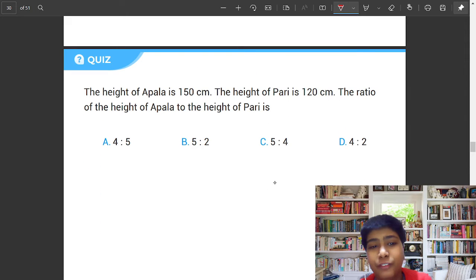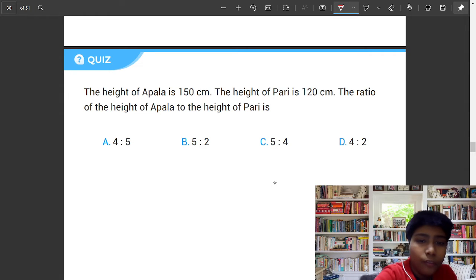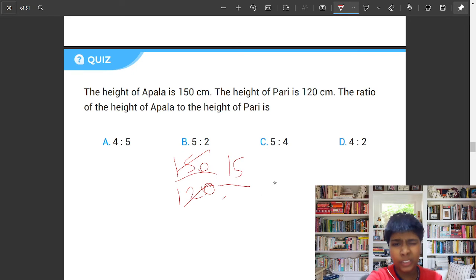Height of Opala is 150 centimeters equals 1.5 meters, and height of Pari is 120 centimeters. The ratio of the height of Opala to the height of Pari is how much? 150 is to 120. First of all, we'll be dividing by 10. So there is 15 and 12 because 0 and 0 cut by themselves. Now you can divide it further. I give you one big hint.